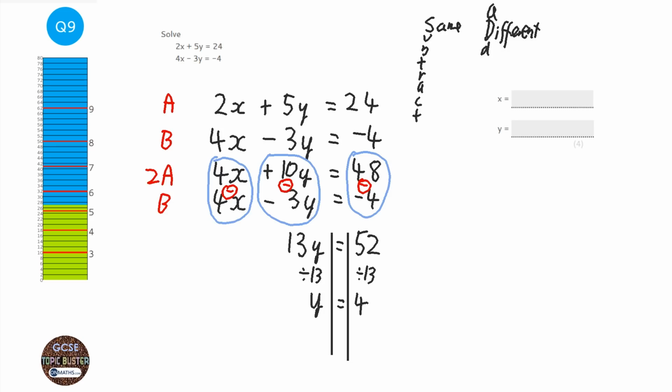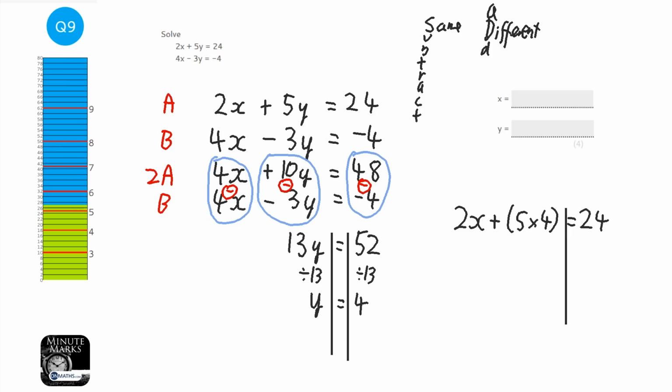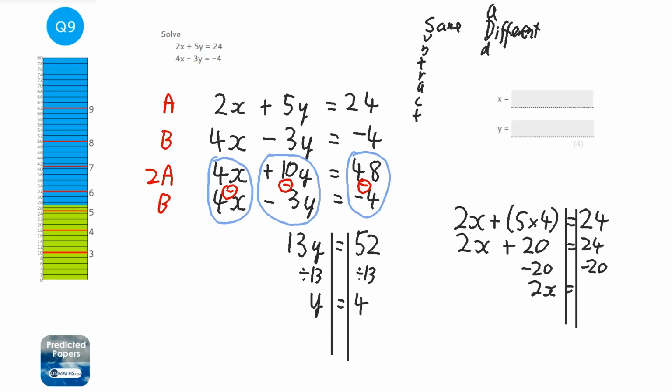Then I'm going to pick one of the equations from the question and I'm going to substitute the 4 in. I'm just going to pick the top one. So 2x plus 5 times 4, because we know that y is 4, equals 24. And again, put my lines in. So it's 2x plus 20 equals 24. Take away 20 from both sides. 2x equals 4. Divide both sides by 2. Extend my lines a little bit.